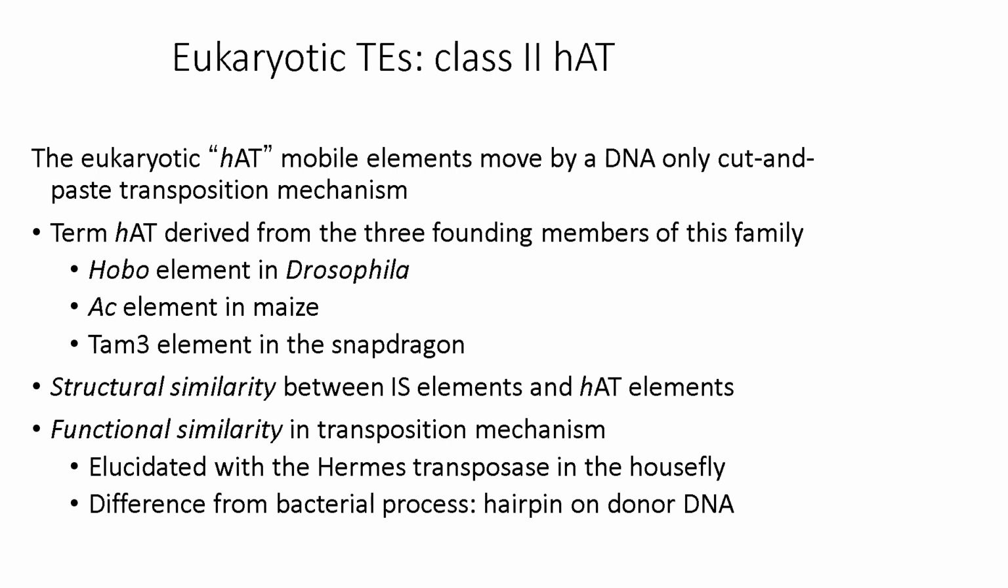The hAT transposons are DNA-only transposons named after three founding members: hobo in Drosophila, Ac in maize, and Tam3 in snapdragon. These elements operate via a cut and paste mechanism, similar to bacterial TEs, but with a few key differences. For instance, studies on the Hermes transposase in houseflies helped elucidate the mechanism, which involves formation of a hairpin structure on the donor DNA.